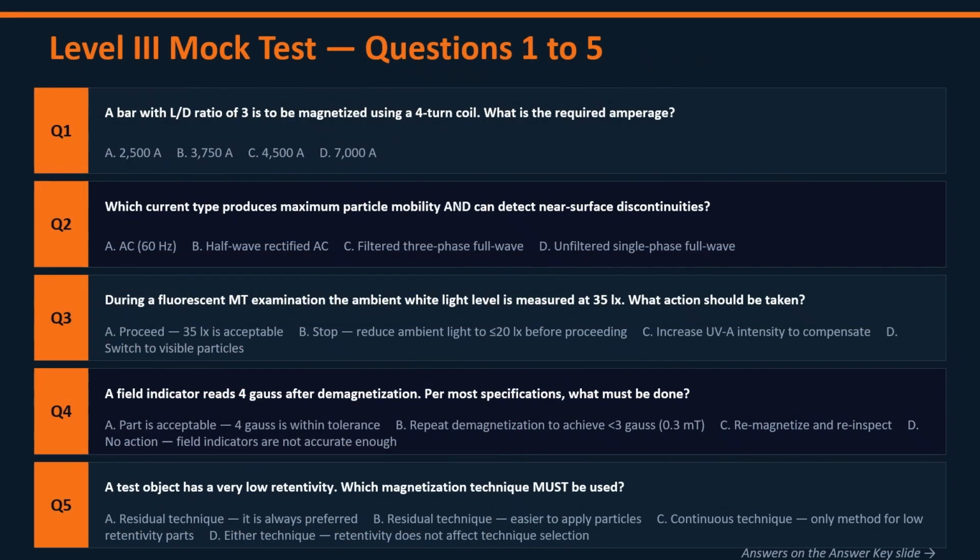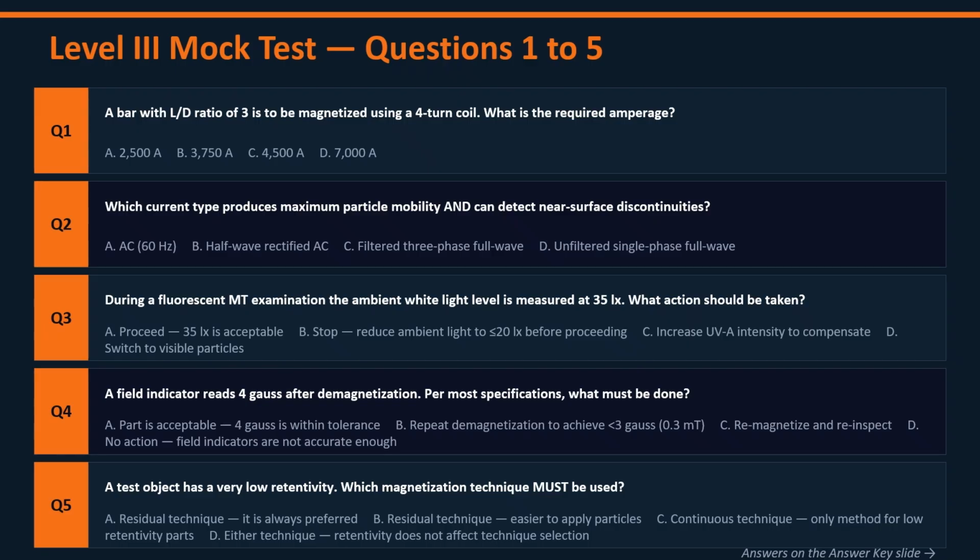The first 5 Level 3 style questions combine calculation, technique selection, lighting, demagnetization, and magnetic properties. Question 1 uses the low L/D coil relationship. With a ratio of 3, the training formula gives 45,000 divided by 3, or 15,000 ampere turns. With a 4-turn coil, the required current is 3,750 amperes.